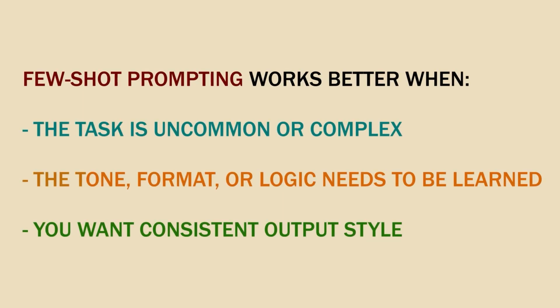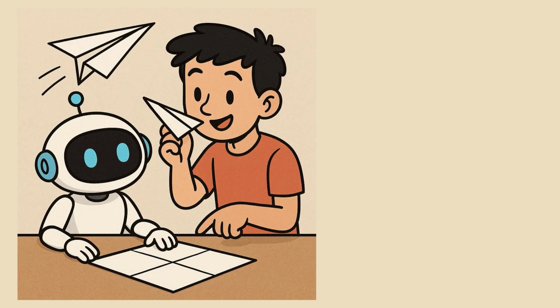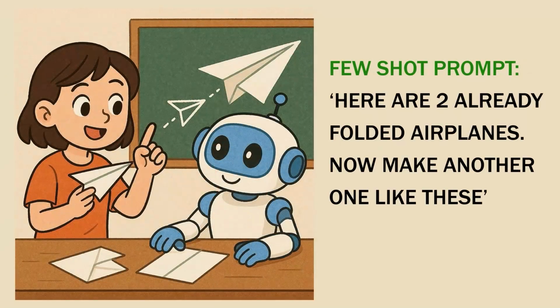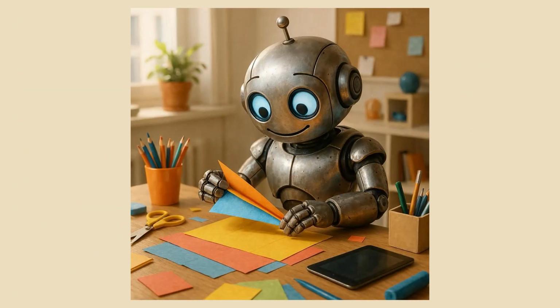Few shot prompting works better when the task is uncommon or complex, the tone, format, or logic needs to be learned, or you want a consistent output style. Think of training someone to fold a paper airplane. Zero shot is just saying, hey, fold a paper airplane. Few shot is showing them, like, here are two already folded airplanes. Now make another one like these. Which one is more likely to succeed, especially with beginners? That's the magic of few shot prompting.